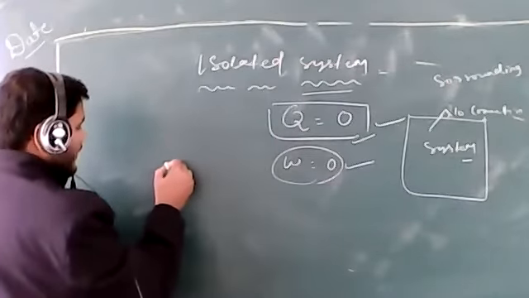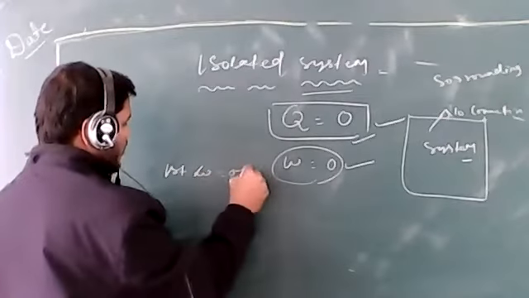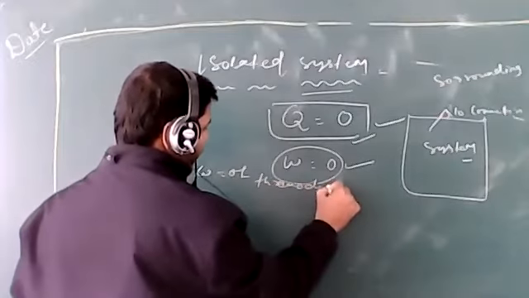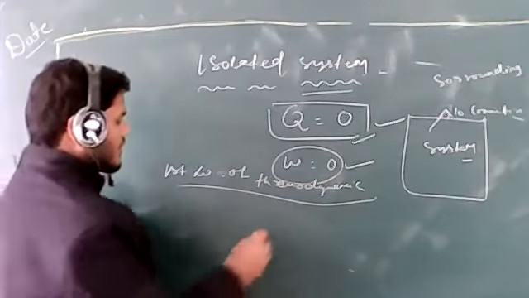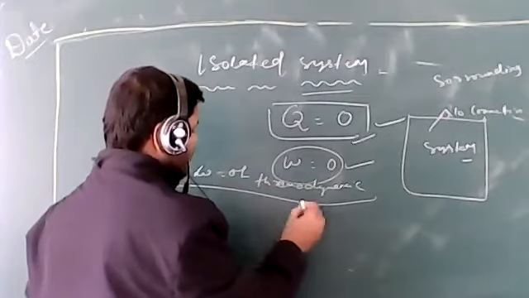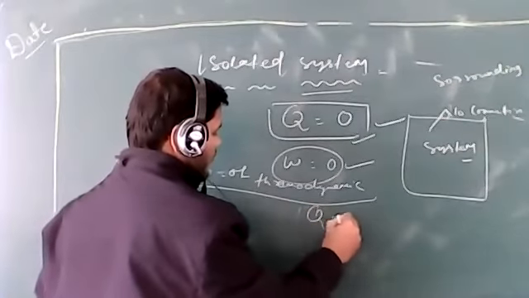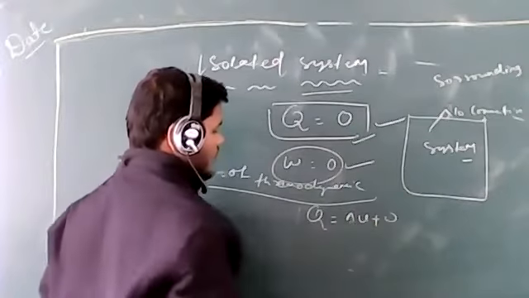So if we apply the first law of thermodynamics in this, then what will happen? First law of thermodynamics means what? dQ, or Q, equal to what? Delta U plus W. Yes or no?